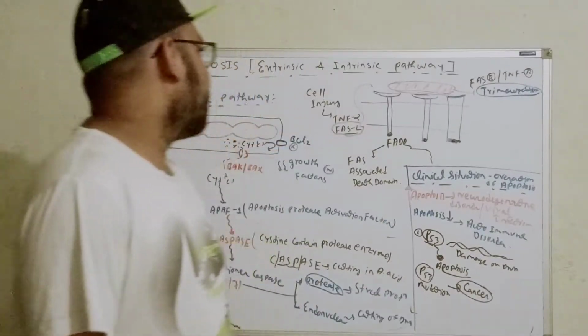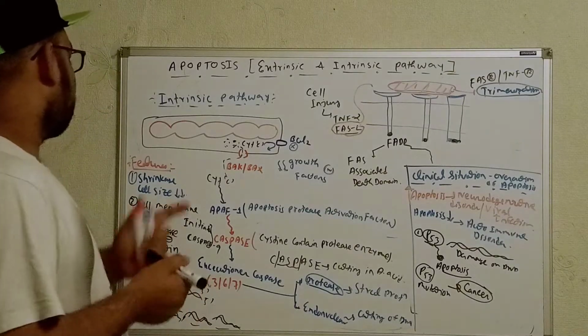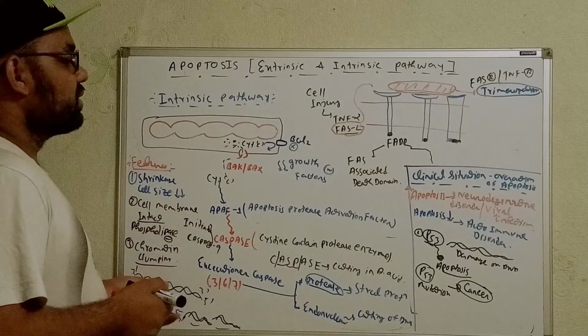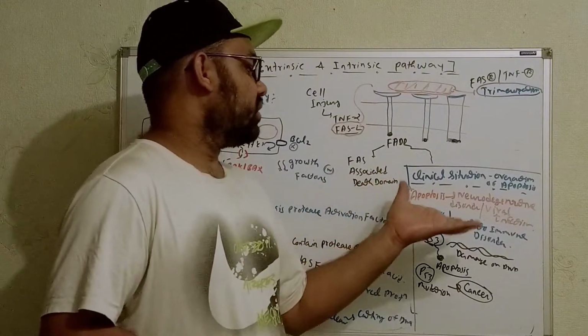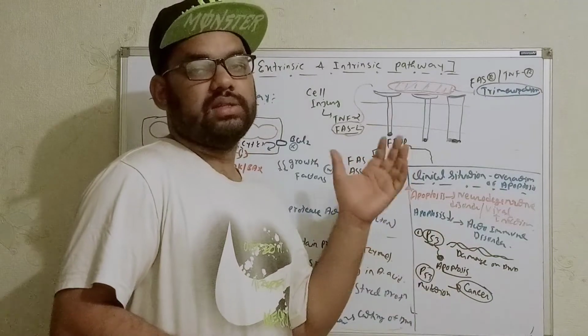Okay, so that's all for apoptosis in terms of the extrinsic and intrinsic pathways and the features of apoptosis, and the clinical situations of overproduction or less production of apoptosis, that means where we can see more apoptosis and where we can see less apoptosis.